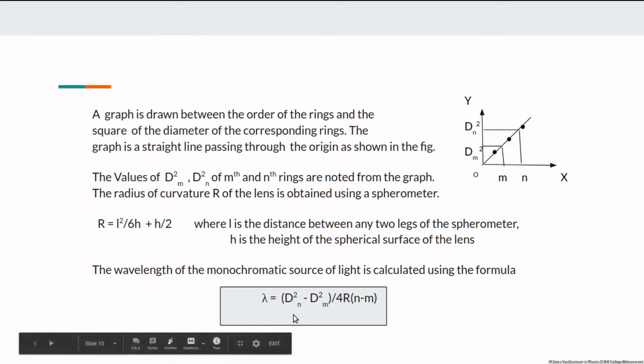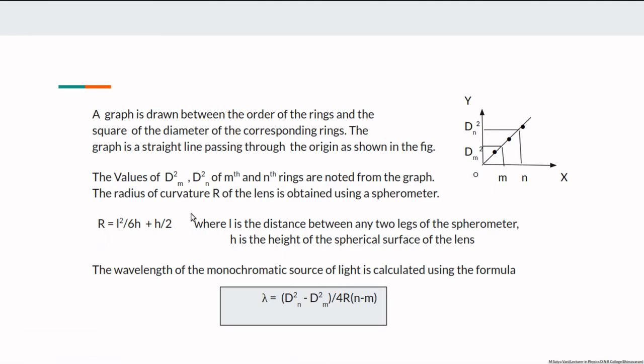Next, in this expression, from the graph we can substitute dn square minus dm square by n minus m. In this expression, the radius of curvature R of the plano-convex lens is determined using the spherometer. The formula for the radius of curvature is R equals L square by 6h plus h by 2, where L is the distance between any two legs of the spherometer, and h is the height of the spherical surface. These two values are taken from the spherometer, and by substituting these values we get the value of capital R.